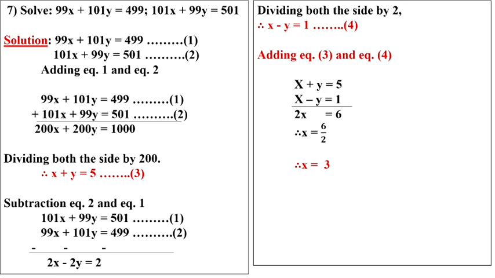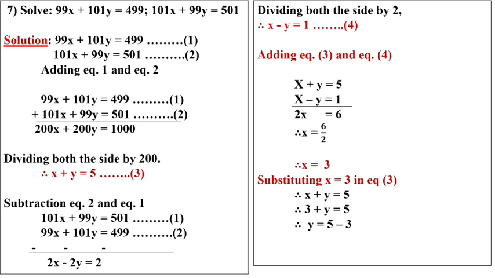Now we'll substitute x equal to 3 in equation number 3. What is equation number 3? We have x plus y equal to 5. Substituting the value of x, 3 plus y equal to 5. Now 3 goes to the right side and becomes minus. y equal to 5 minus 3, which is 2. Therefore y equal to 2. So the value of x is 3 and the value of y is 2. So 3 and 2 is the solution of the equations.